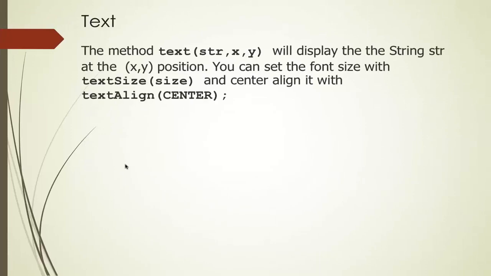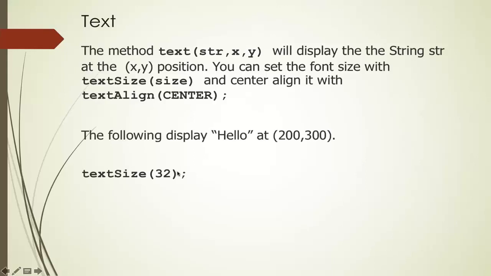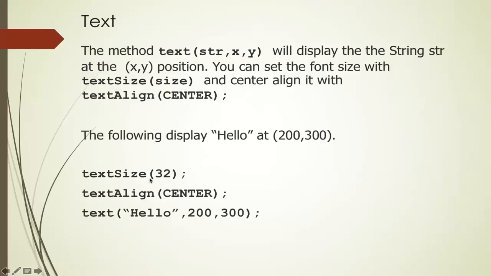And finally, we can do text by saying text, the string that we want, the position that we want it at. Text size can help you specify the size of the text. Text align can make that text align center. So for example, this text size is 32, align center. We're going to print out hello at this position, 200 pixels on the X, 300 pixels on the Y axis.